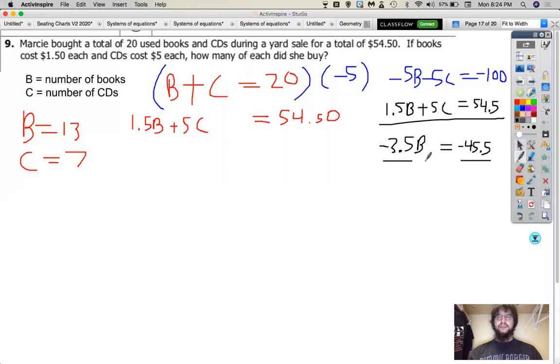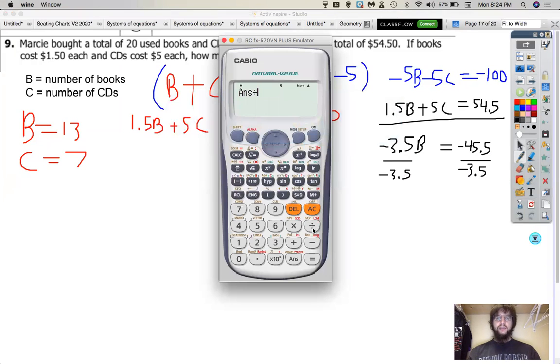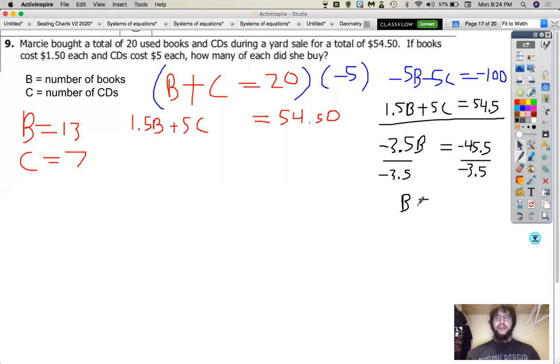Divide both sides by the negative 3.5. Divided by negative 3.5, and I get 13 for B. Oh, hey, look, that's what the calculator gave us too. So I like this one because it's got like no coefficients. That makes things easier in my opinion. 13 plus C equals 20. Yeah, that's easy.